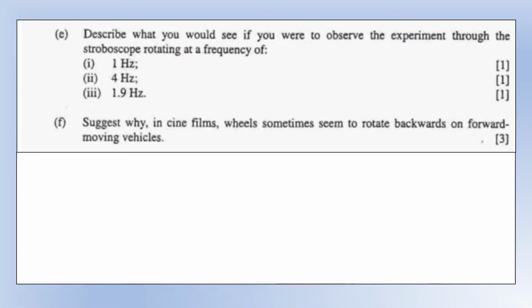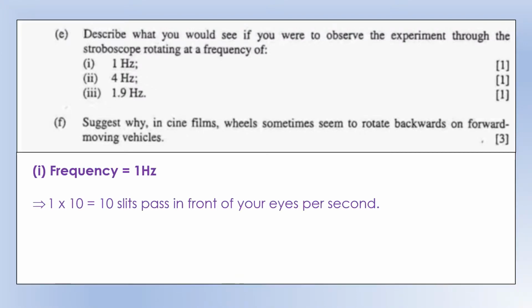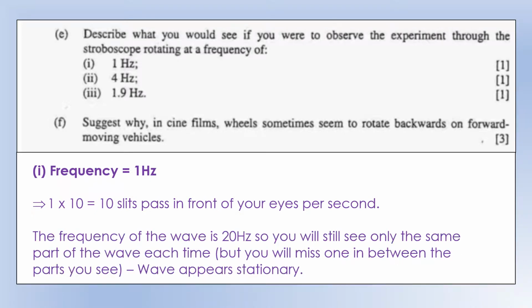Okay, so now describe what we'd see if we changed the stroboscope rotating frequency. So now it's 1 Hertz. So that means we're going to have 10 slits passing in front of your eyes every second, but we've got 20 cycles of the wave per second. So it's still going to look stationary because you're still going to see the same point on the wave each time, but you're going to miss one. So let's say we're looking at a peak. We would see a peak, we'd miss a peak, and the next time a slit came in front of our eyes, we'd see another peak again. So it still looks stationary.